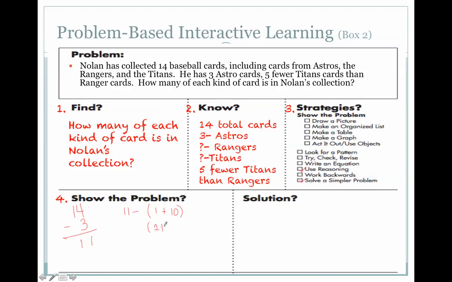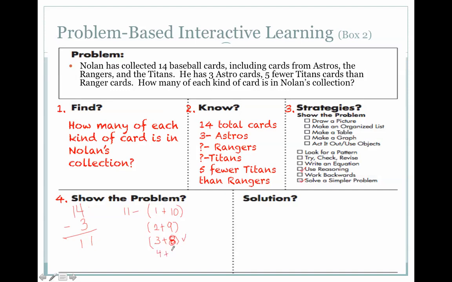Let's try 2. 2 plus 9 is 11. Is 2 5 fewer than 9? No, it's 7, so it's not that one. What I'm doing is looking at which of the first numbers is 5 fewer than the second number. Let's try 3 and 8. Is 3 5 fewer than 8? Yes, it is. So I think this one is our answer, but let's keep looking.